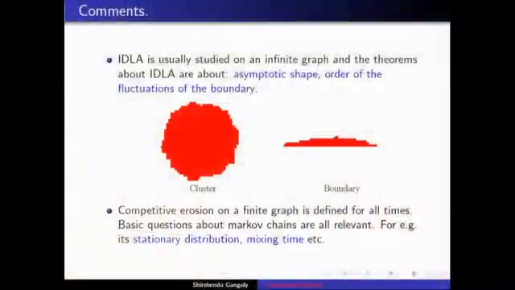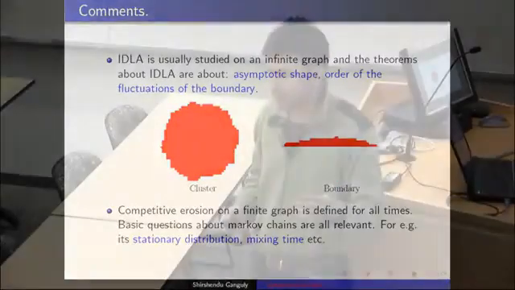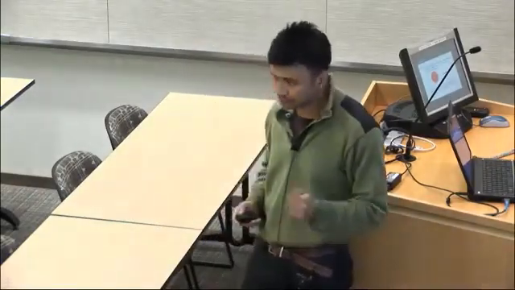Whereas erosion makes sense on a finite graph for all times, and it's a Markov chain, so all the basic questions about Markov chains are still relevant in this setting. So you can ask what its equilibrium measure is like, what the mixing time is, etc.